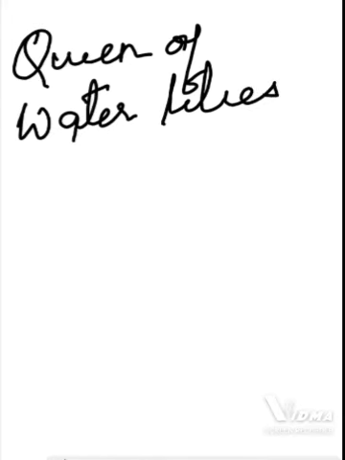This water lily is also known as the queen of water lilies. And the name was actually given after the name of Queen Victoria. So that's why it is called Victoria amazonica. One more speciality is that its flowers are really huge. They are around 40 centimeters in diameter, and they are bright white.